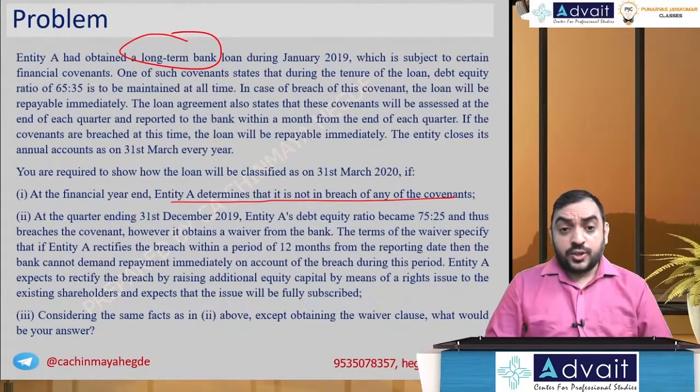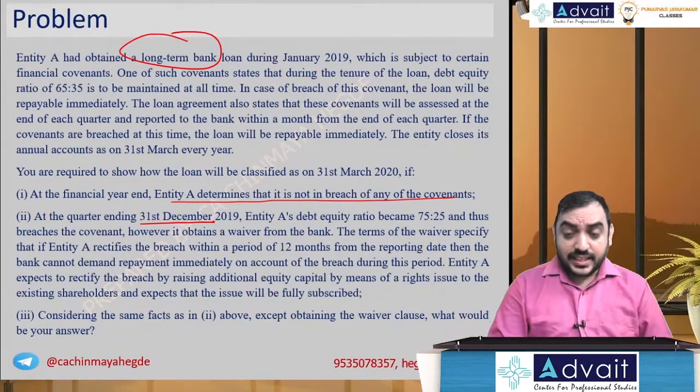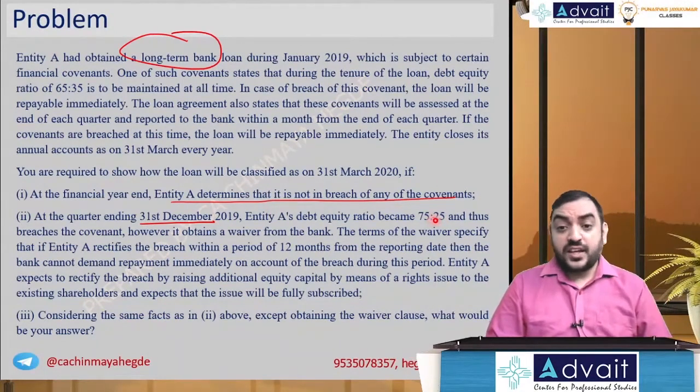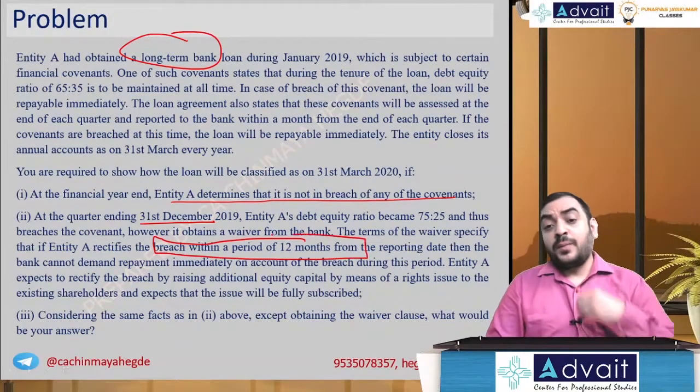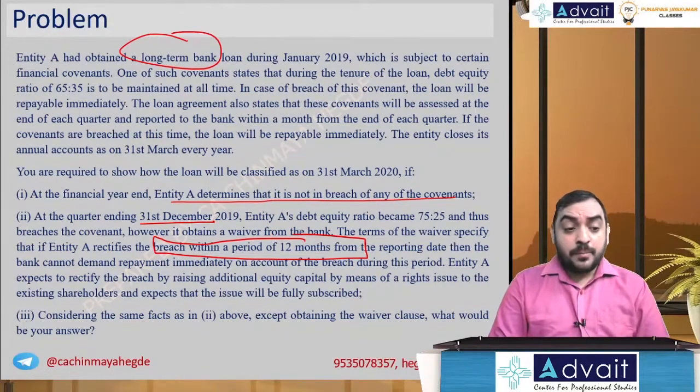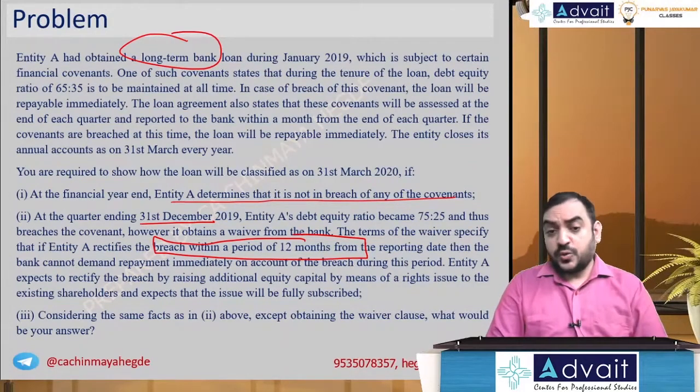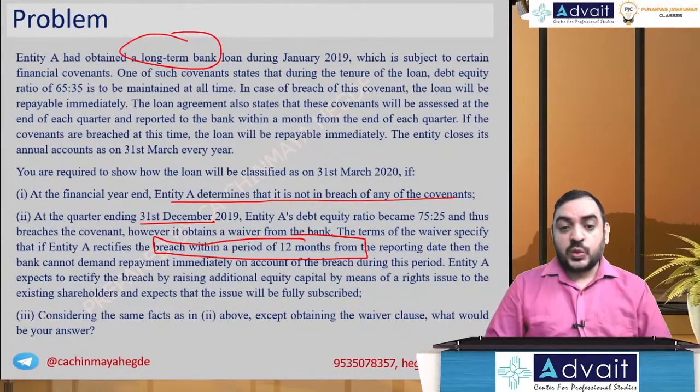At the quarter ending December 2019, entity A has a debt equity ratio of 75:25. You crossed 65 and thus breach the covenant. However, it obtains a waiver from the bank. The terms of the waiver specify that if the entity rectifies the breach within a grace period of 12 months from the reporting date, then the bank cannot demand the repayment immediately on account of the breach during this period. Entity expects to rectify the breach by raising additional equity capital by means of a rights issue to the existing shareholders, and expects that the issue will be fully subscribed.